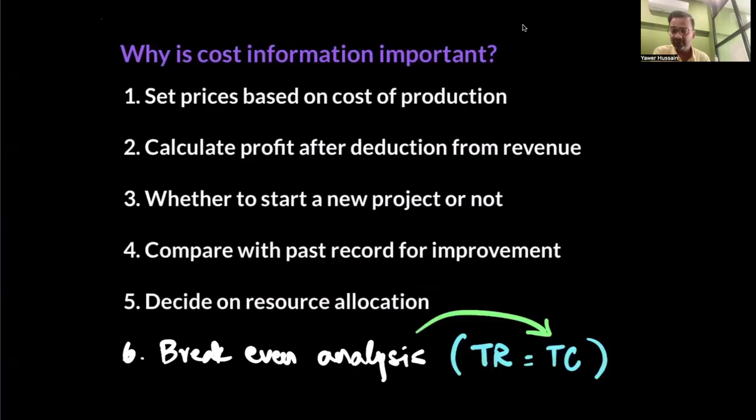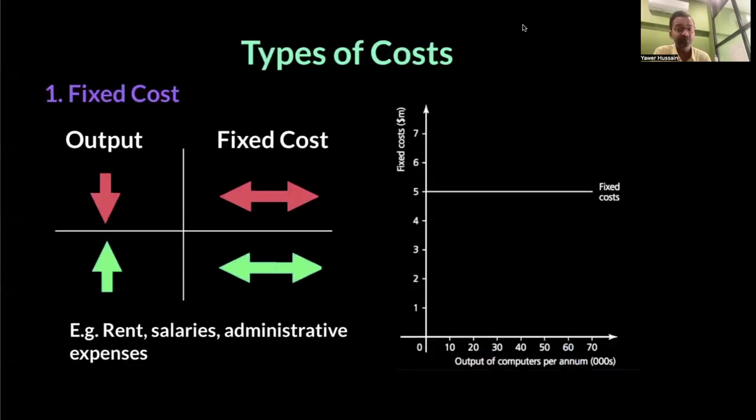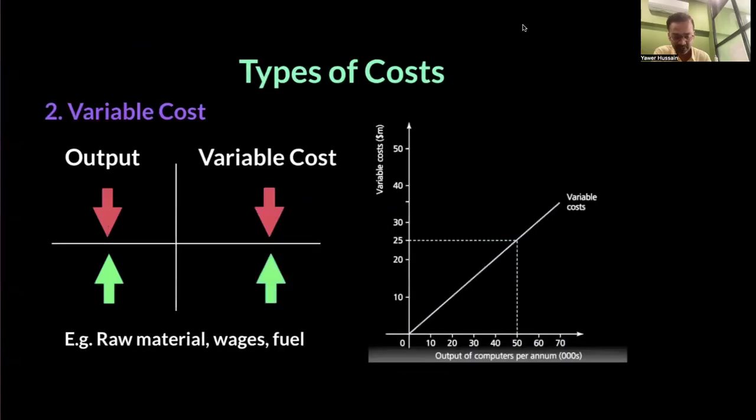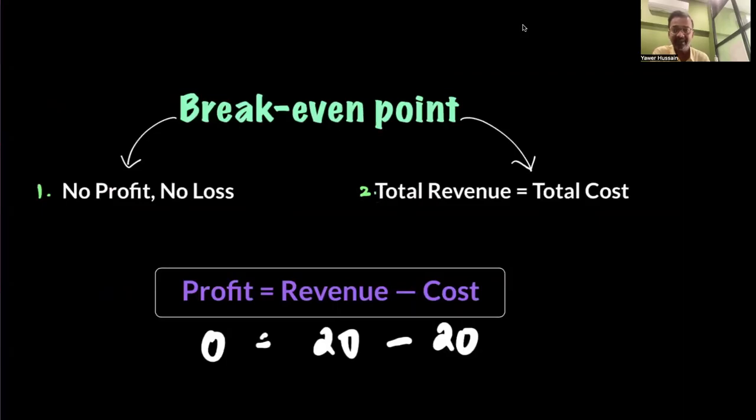Okay, so what we did in this chapter is we introduced why cost information is important. We saw 6 reasons why you need to have accurate cost data. Then we saw something called fixed cost, which does not change with output. We saw variable cost, which does change with output. When you put them together, we have our total cost, and using total cost, we can determine our break-even point.